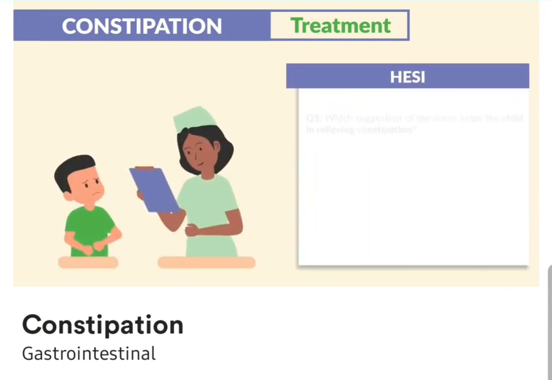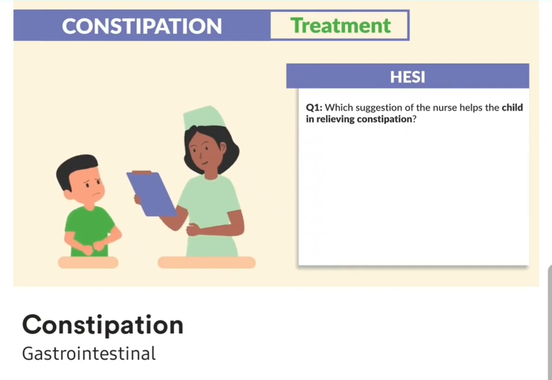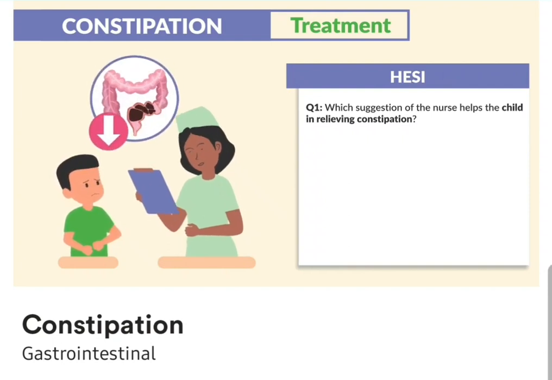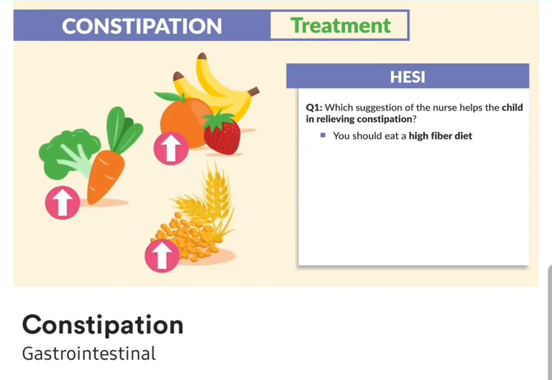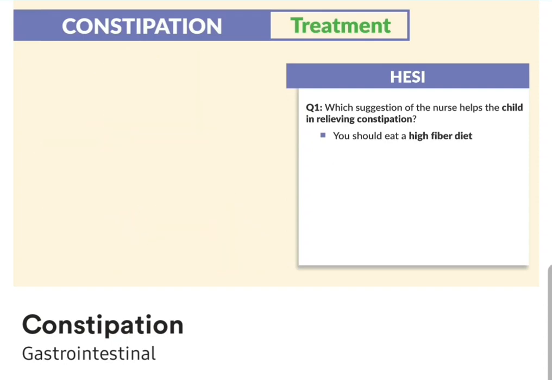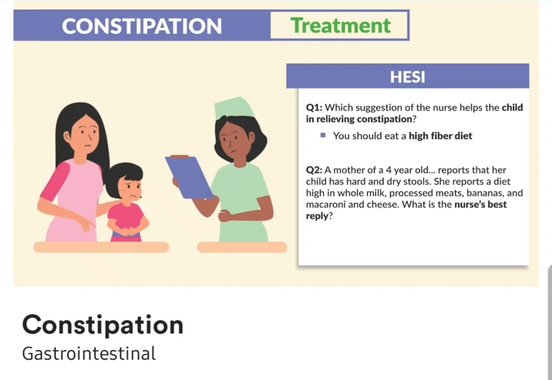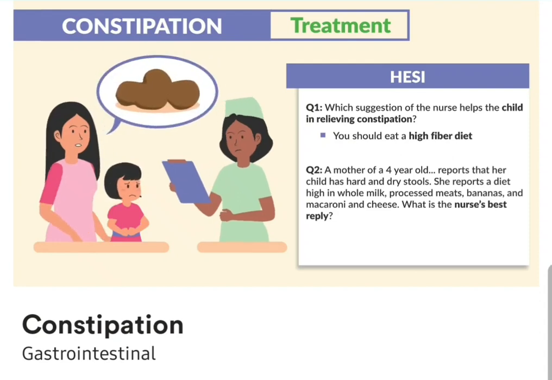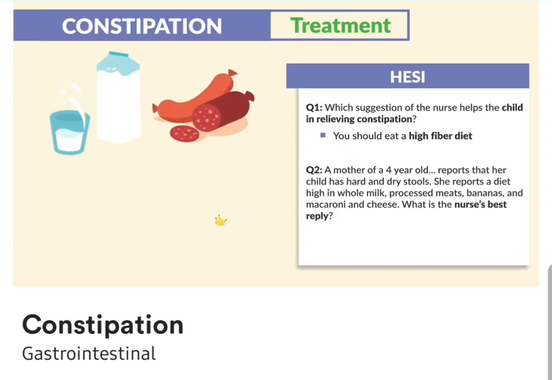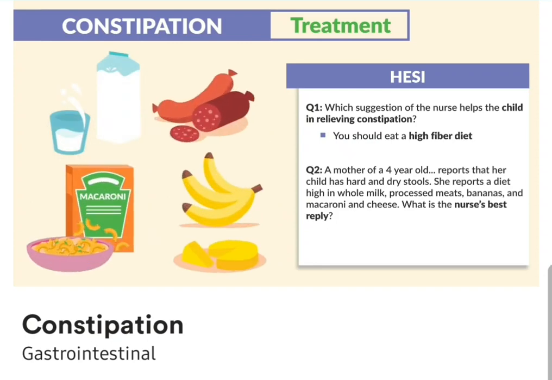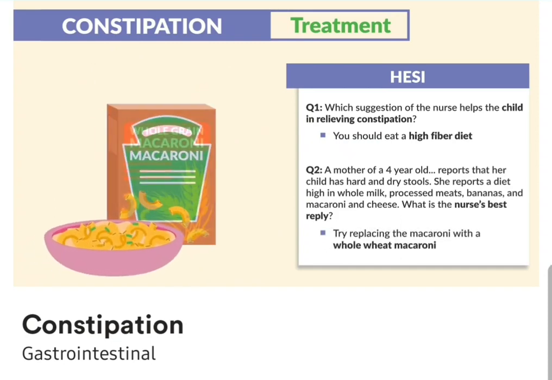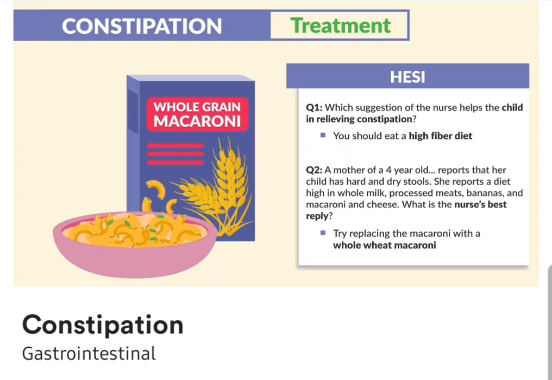So Hesi mentions, which suggestion of the nurse helps the child in relieving constipation? You should eat a high fiber diet. And question number 2. A mother of a 4-year-old reports that her child has hard and dry stools. She reports a diet high in whole milk, processed meats, bananas, and macaroni and cheese. What is the nurse's best reply? Try replacing macaroni with whole wheat macaroni. Yes, the key term there is whole wheat. It has a lot of high fiber.